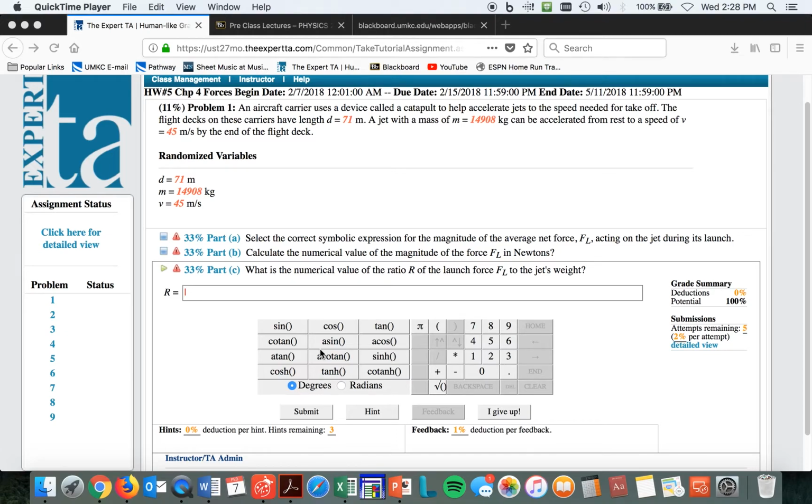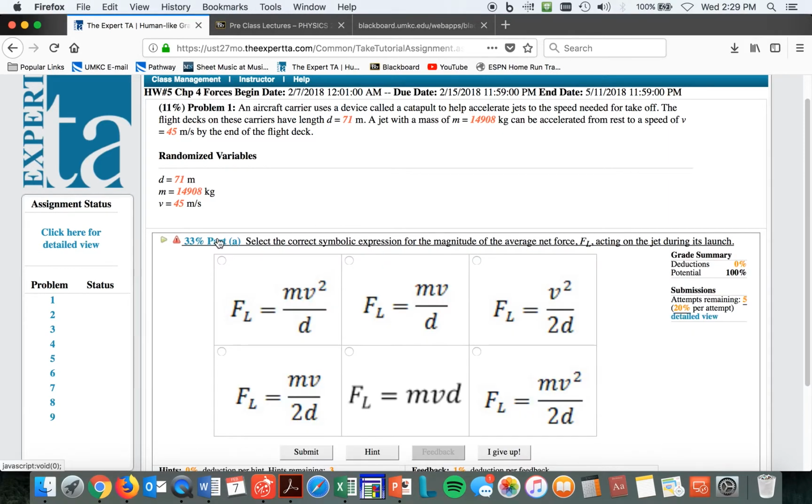Here we go. And I'm not going to mess around with this too much. Now look what we have here. What do we want to find? What is the numerical value of the ratio of the launch force? Oh, that's part C. Let's look at part A. Why don't we start with part A? Okay, select the correct symbolic expression for the magnitude of the average net force, the launch force, acting on the jet during its launch. Say, what?